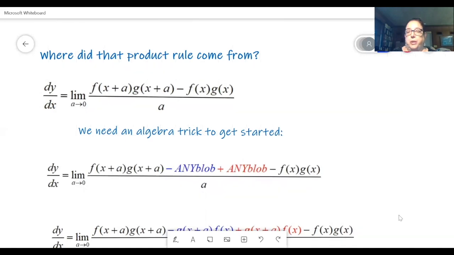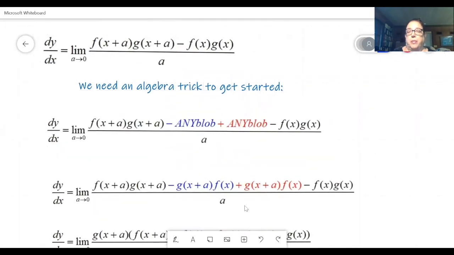So let's see what I do. What is the "any blob"? Well, in this case, any blob is going to be the function g at x plus a times the function of f at x. So we subtract g of x plus a times f of x, and then we add g of x plus a times f of x. So we didn't change anything.